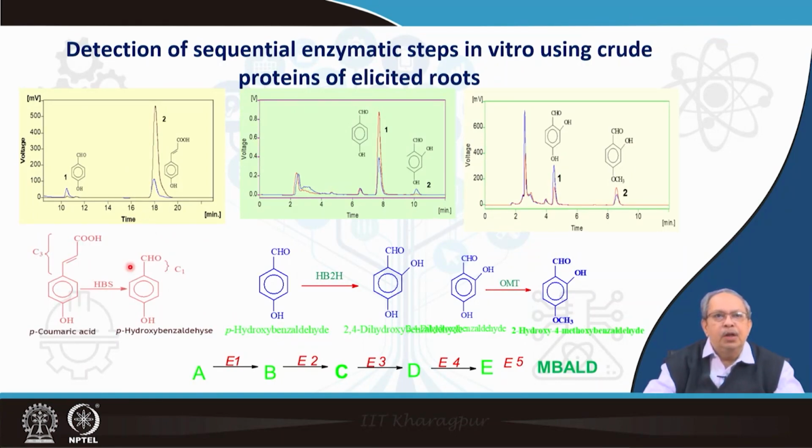Subsequently, one should look for the chain cleavage enzyme, which converts paracoumaric acid to para-hydroxy or 4-hydroxybenzaldehyde. So, which is a chain shortening enzyme. That is basically the HPLC of the enzyme assay, which is showing that. And the next step is that. So, next step, this is the product of the step. For the next subsequent step, this will act as the substrate. You see, this is the product of the preceding step, and this is now the substrate of this step.